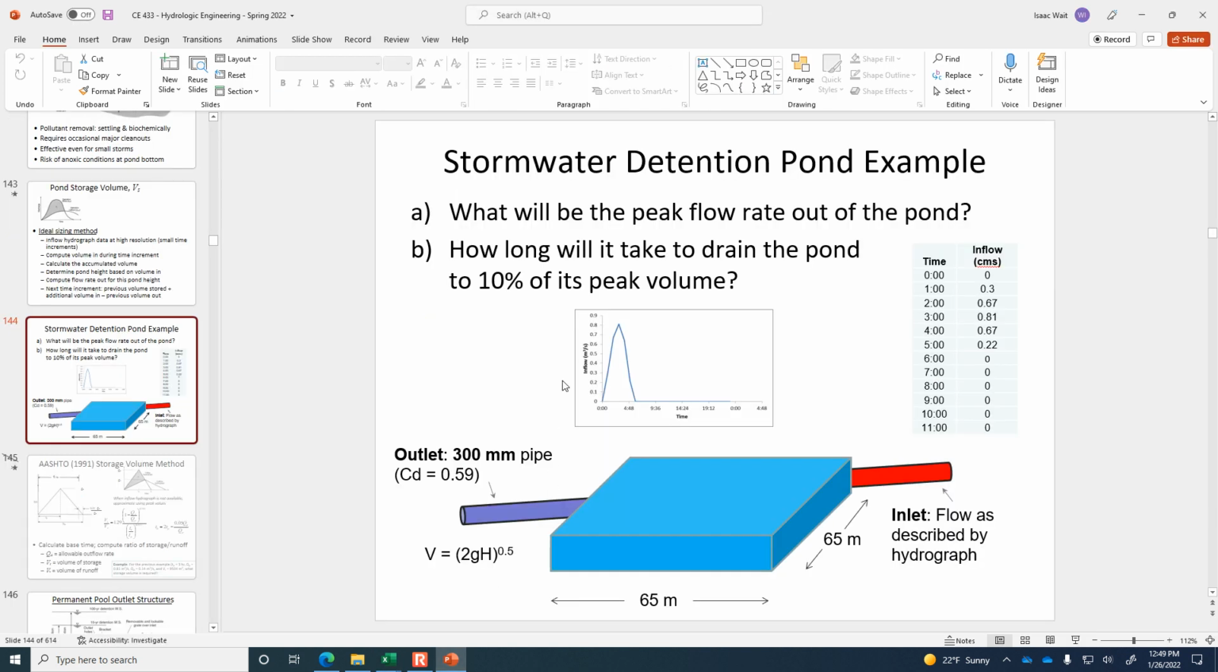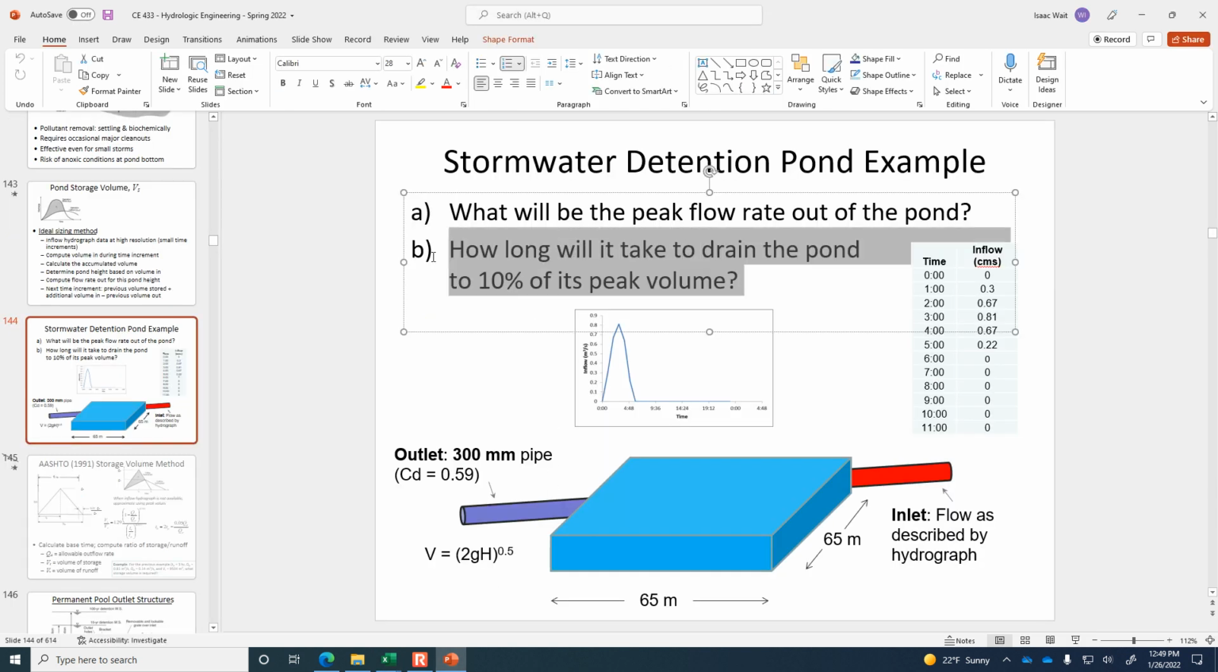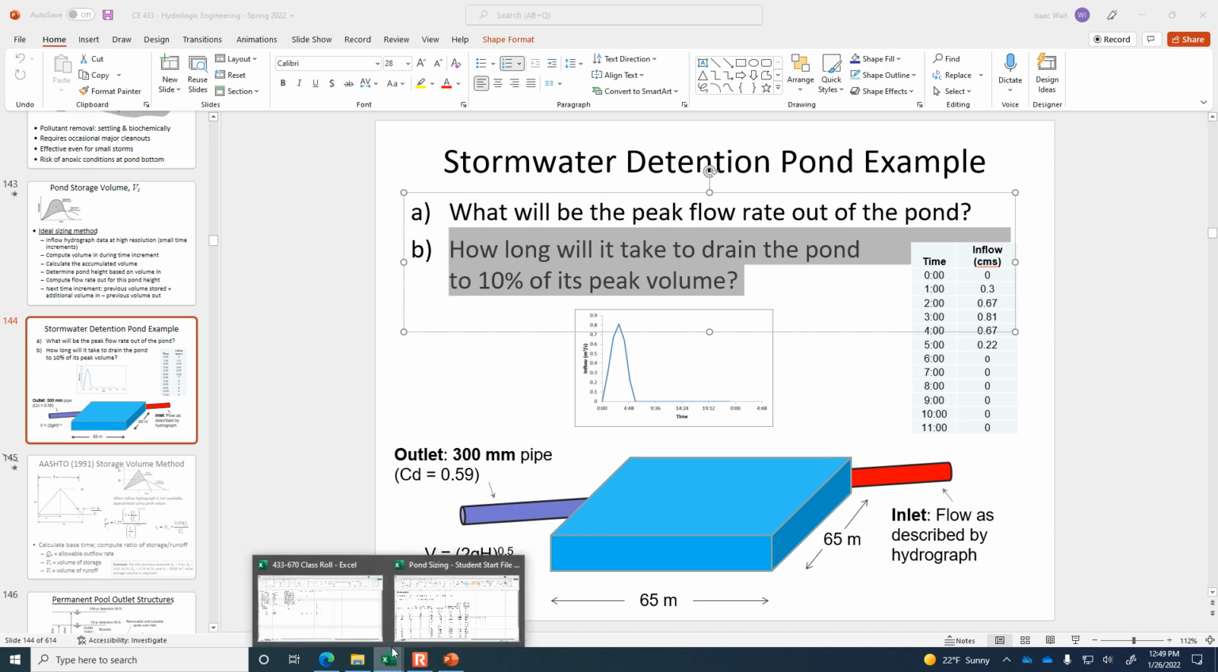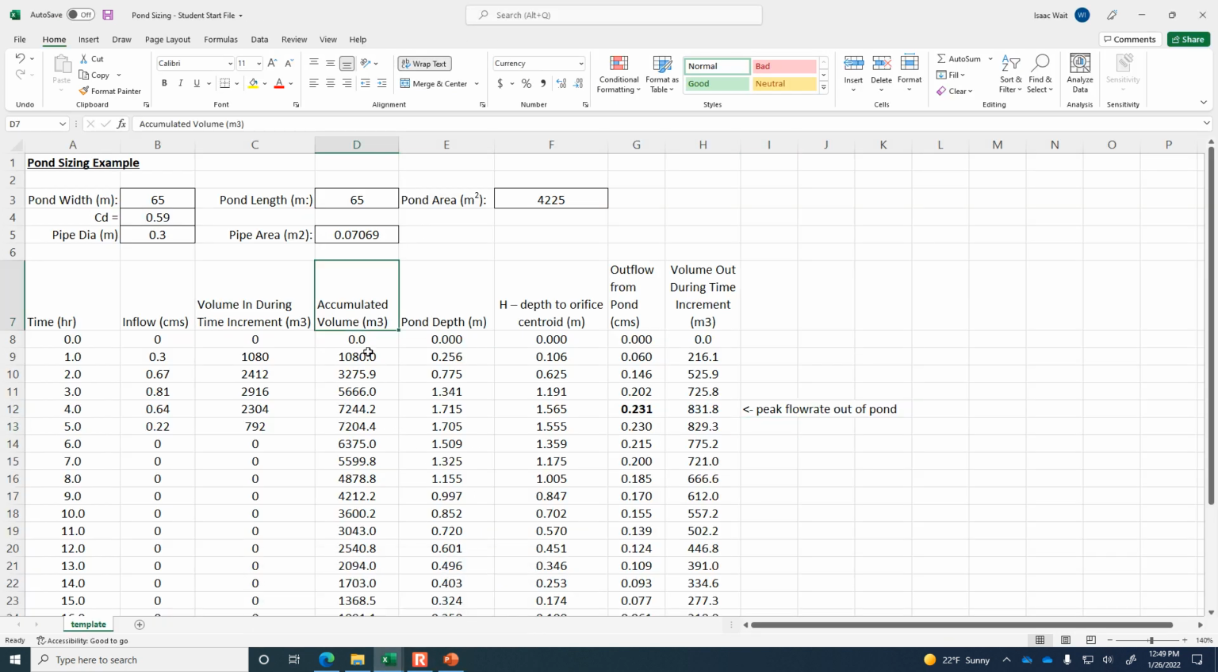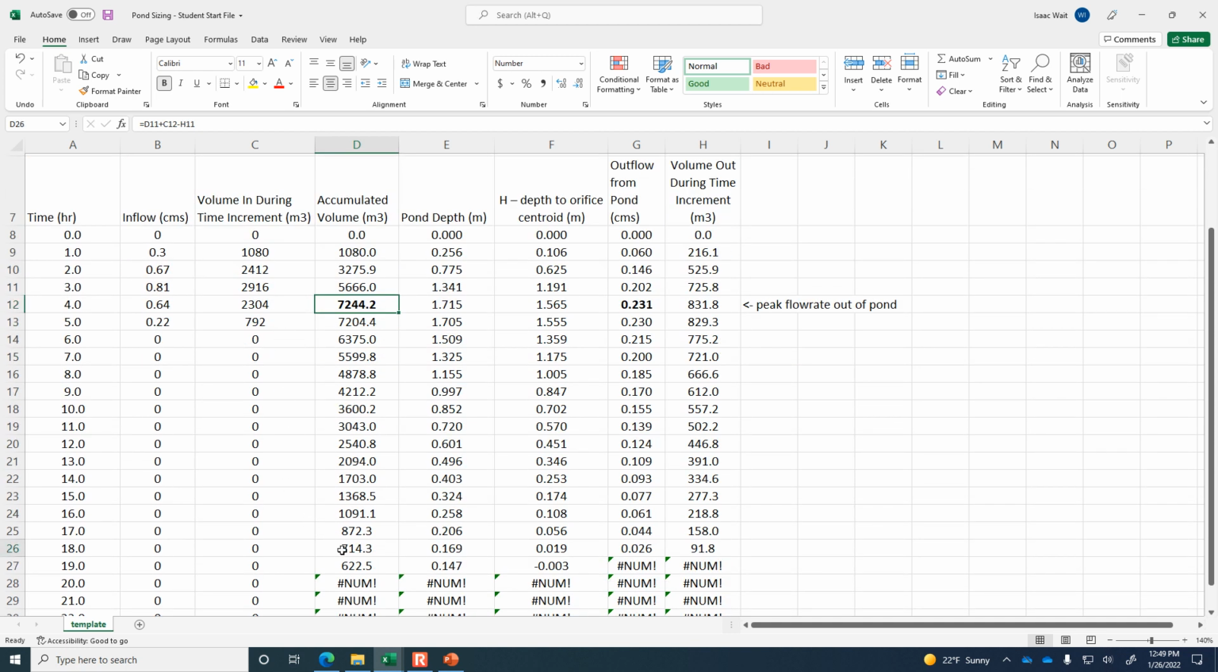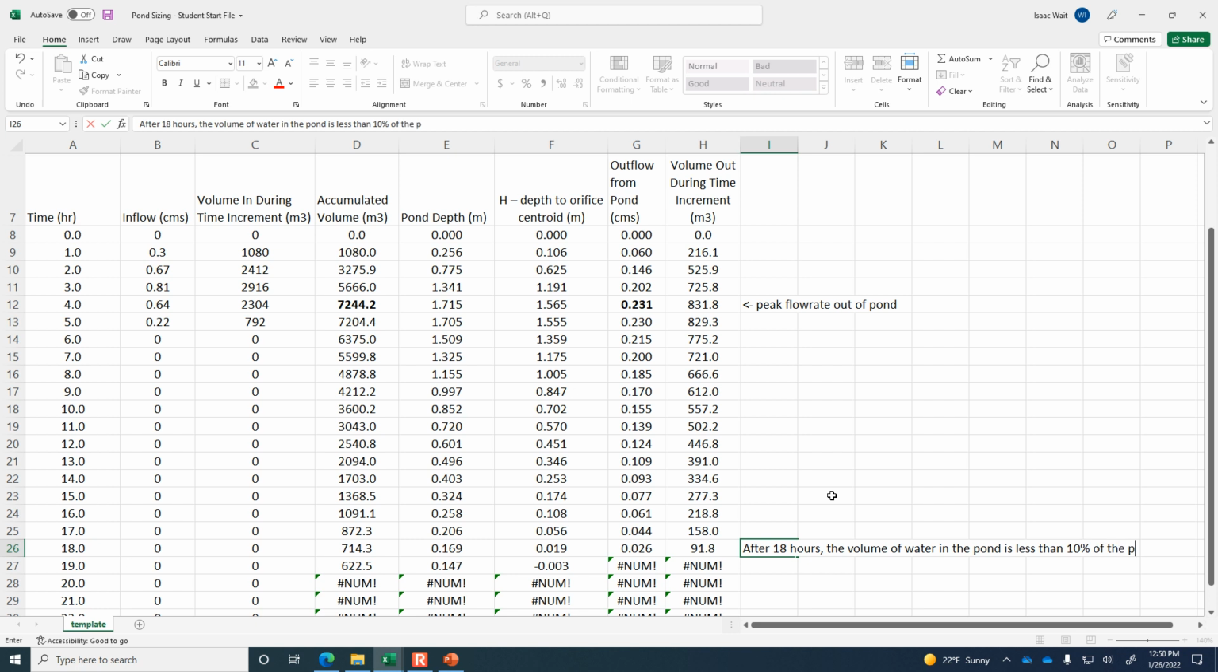And the second part of the question was, how long will it take to drain the pond to 10% of its peak volume? Okay, so what was the peak volume? If we look here at the volume of the pond, the peak was 7244. So 10% of that is, we want to see when is the amount of water in the pond down to about 720 cubic meters. Here's 714, and it took 18 hours. So I guess we could say after 18 hours, the volume of water in the pond is less than 10% of the peak volume that occurs.